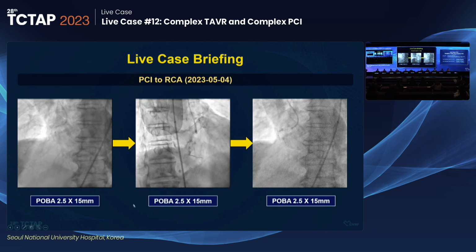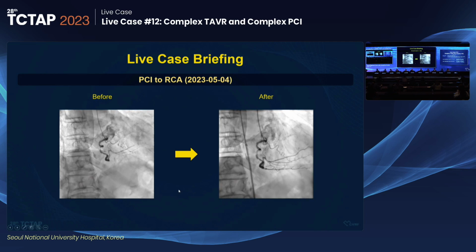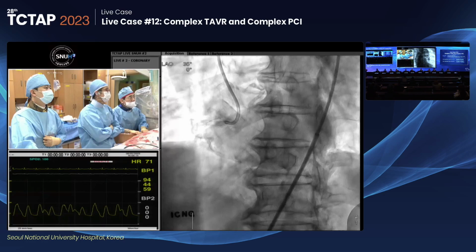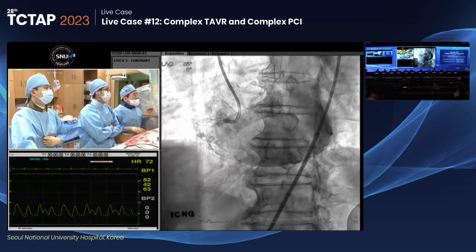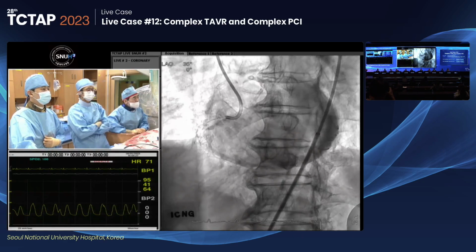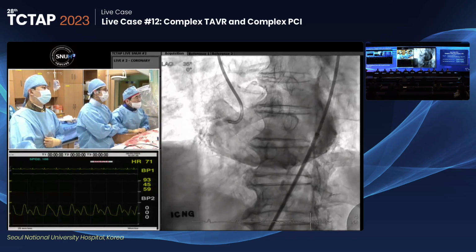Many repeated inflations by 2.5 millimeter balloon. Before, after, a little bit improved, but still there is a recoil of mid-RCA lesion. Thus, let me show the image that I took before the TAVR procedure. Under the backup support of IABP, I introduced catheter on RCA. It was very difficult because of tortuous calcified aorta. So as you can see, I used long sheaths. We can see the recoil of mid-RCA lesion.